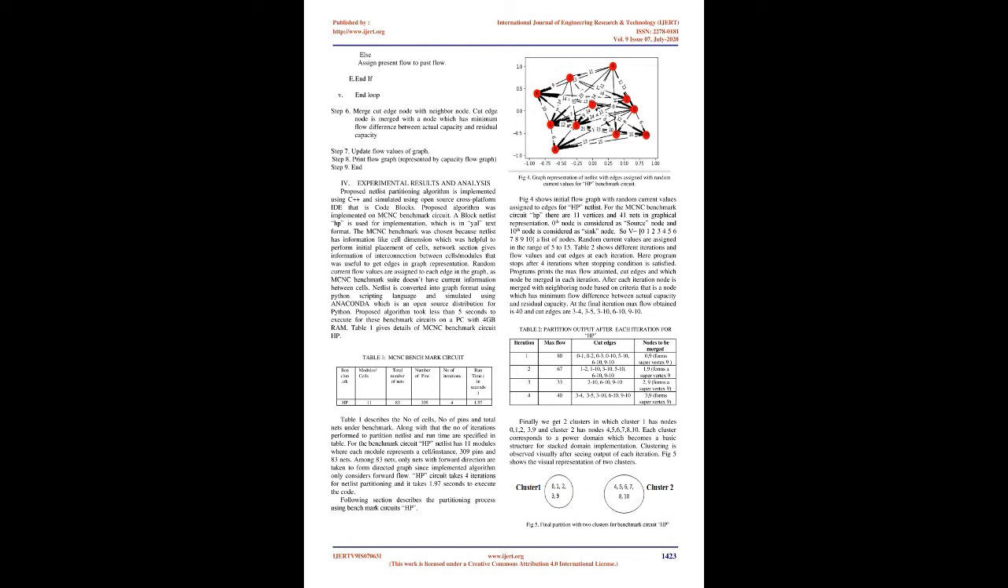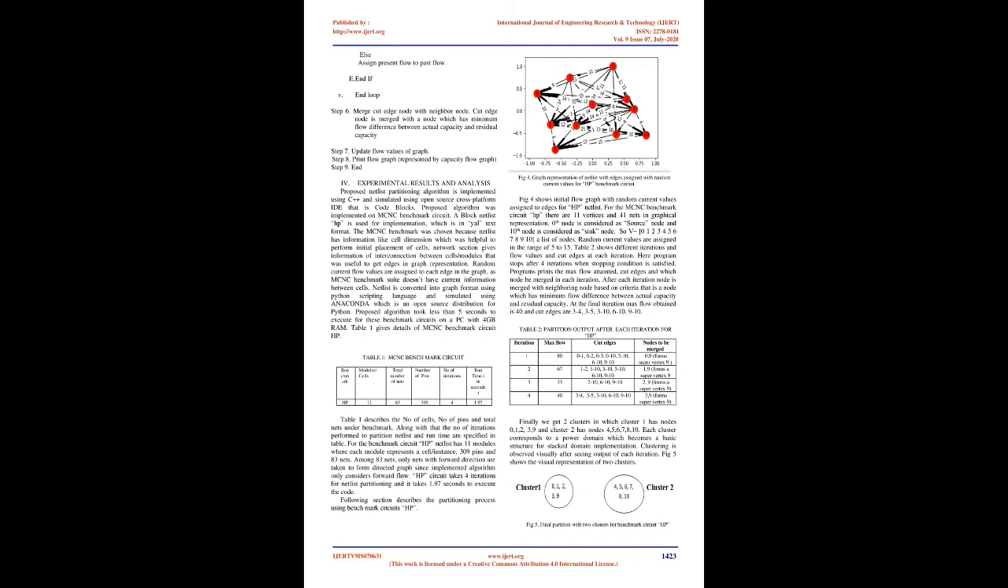Random current flow values are assigned to each edge in the graph, as the MCNC benchmark suite doesn't have current information between cells. The netlist is converted into graph format using the Python scripting language and simulated using Anaconda, which is an open source distribution for Python. The proposed algorithm took less than 5 seconds to execute for these benchmark circuits on a PC with 4 GB RAM. Table 1 gives details of MCNC benchmark circuit HP.